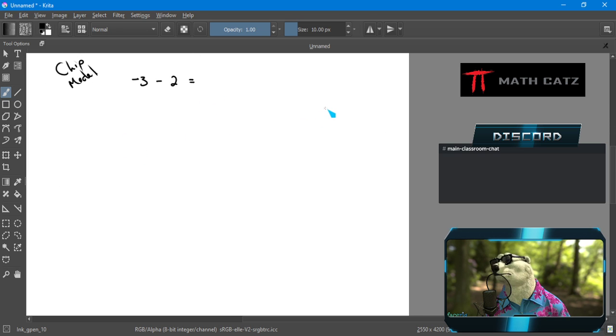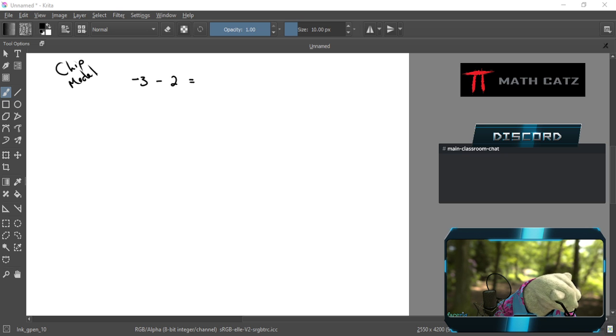Chip model. Well, I need a key. My key can, well, hold on. I am on speaker instead of my headset. Hold on here. Why is that the case? Need to go change my settings apparently.